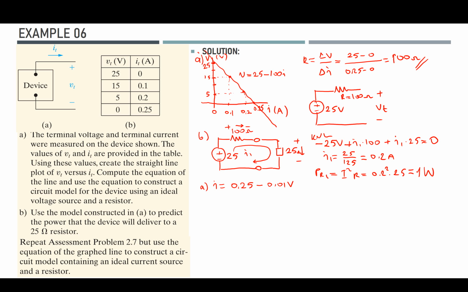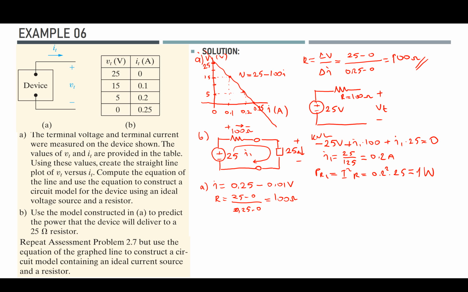Our data is constant, so we will have the same data, and using the basic relationship from the endpoints where the line intersects with the axis, we see that 25 over 0.25 minus 0 would give me 100 ohms again.